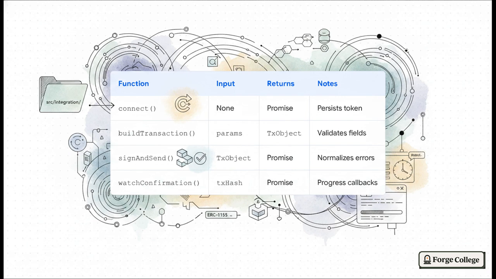Second is buildTransaction. You feed it a parameters object, it hands back a transaction object, and it validates your ERC-1155 field synchronously. Third, signAndSend. It takes that transaction object, returns a promise, and normalizes the error shapes, which is huge for keeping the UI clean. And fourth, watchConfirmation. You toss it a transaction hash, it returns a promise, and it supports progress callbacks, so your UI always knows exactly what's pending.